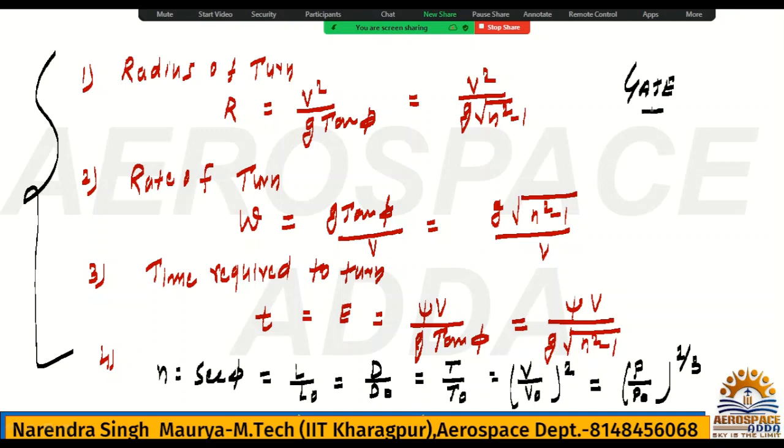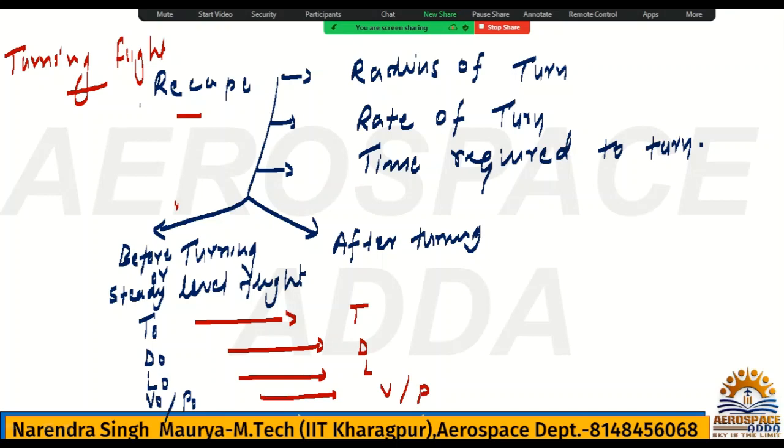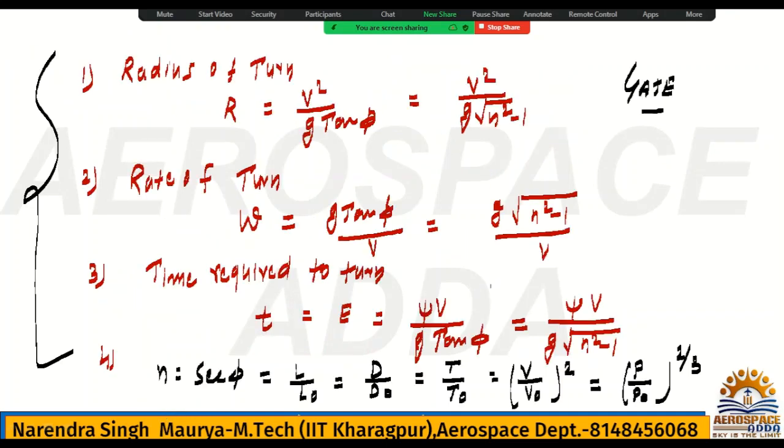In the first slide, this is the recap part. For steady level flight: T naught, D naught, L naught, V naught, P naught are thrust, drag, lift, velocity, and power required. P is the power required. And a simple sign convention: T is thrust, D is drag, L is lift. All those things I already explained, so no need to explain again. All the conclusions of the turning flight I have given here in a single page. If you know these formulas, you can hit the question.